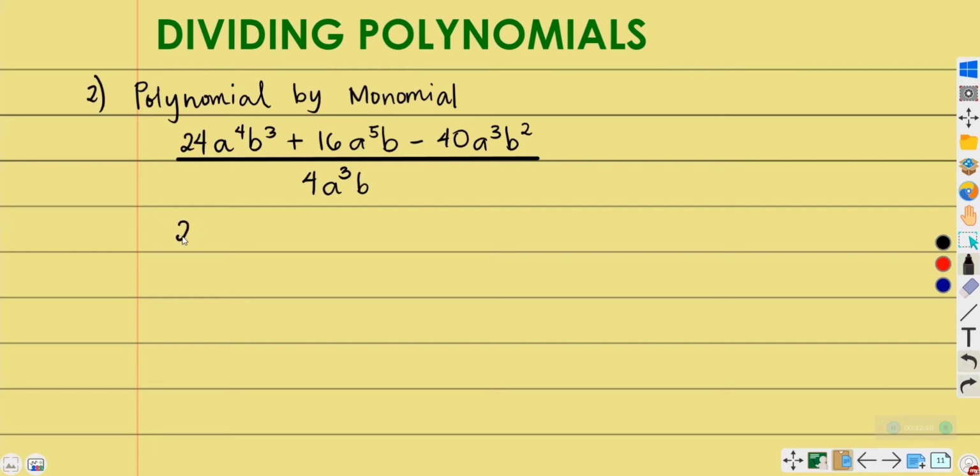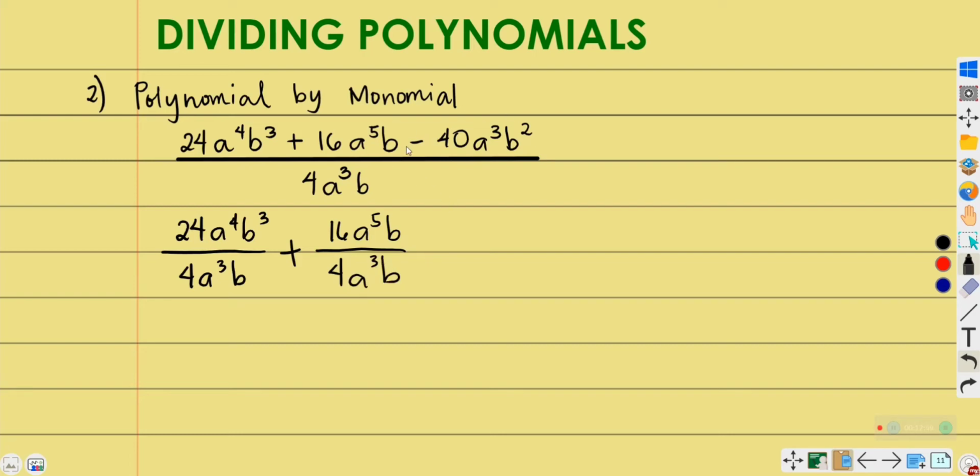So, pwede ninyo namang hindi gawin to. Pero, for the sake of makita ninyo yung complete na proseso, isusulat ko. Ano po? So, kopyahin lang natin. A raised to 4 b cubed divided by yung divisor 4a cubed b. And then, kopyahin ninyo lang yung sign dun sa unahan. Plus. Next ay 16 a to the 5th power b over 4a cubed b.